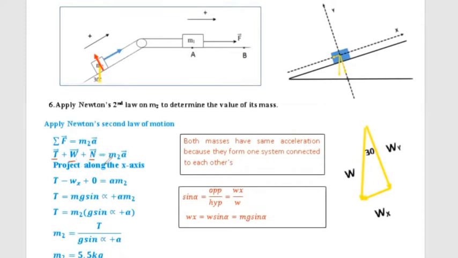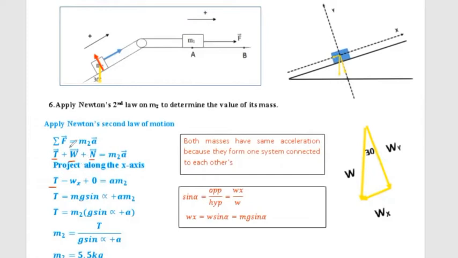We want to project along the x-axis. What's the projection of the tension along the x-axis? Note that in the case of the inclined plane, we put the x-axis parallel to the inclined plane, and we put the positive direction the same as the direction of motion. Since M2 moves upwards, we will put the positive direction upwards. So what's the projection of the tension? It is plus T because they have the same direction.